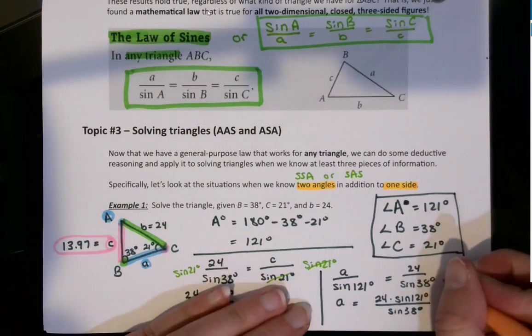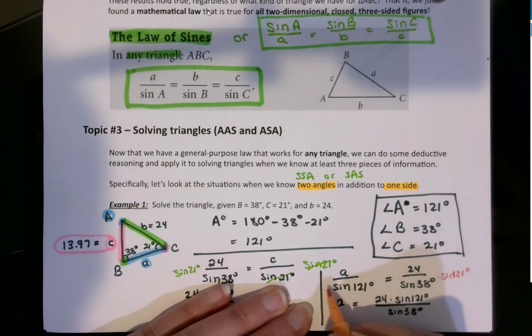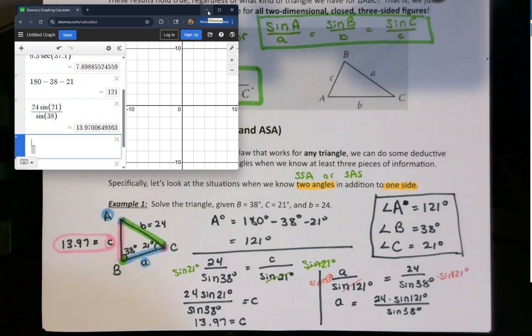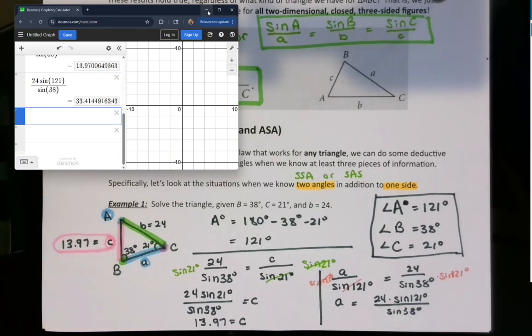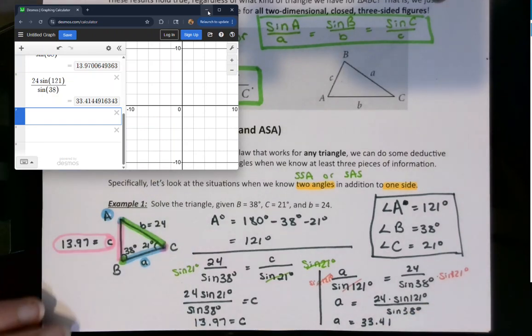We multiply by the sine of 121 degrees on both sides so that we're able to get side A by itself. With our calculator, we need to multiply 24 times the sine of 121 divided by the sine of 38, and we get a measure of 33.41 units for side little a.